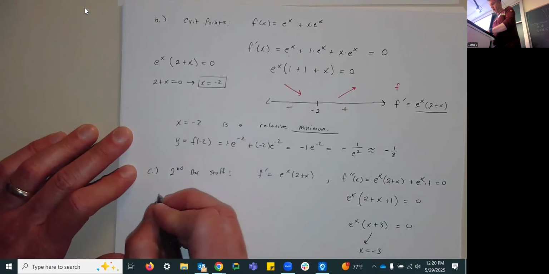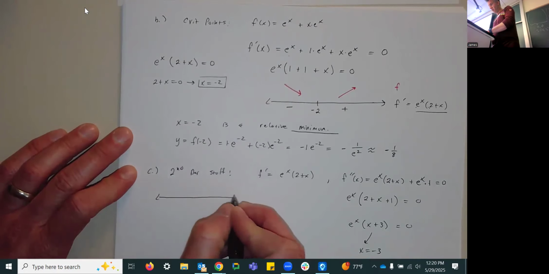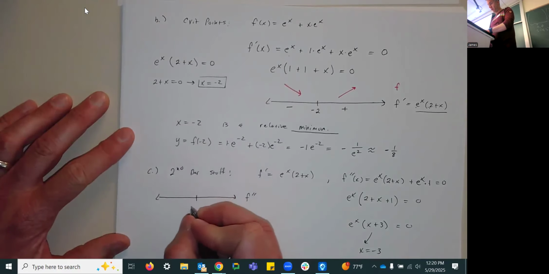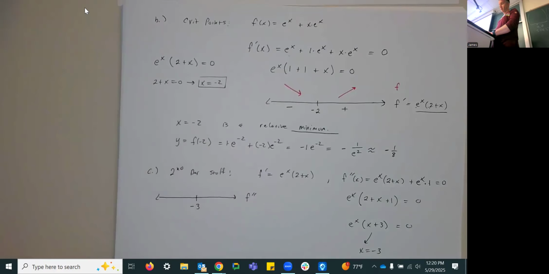Let's go ahead and draw our second derivative sign chart. Again, this is going to tell us about the concavity of this function. We're going to put our only critical point on there, which is x equal to -3, and then we're going to look at both sides of this.